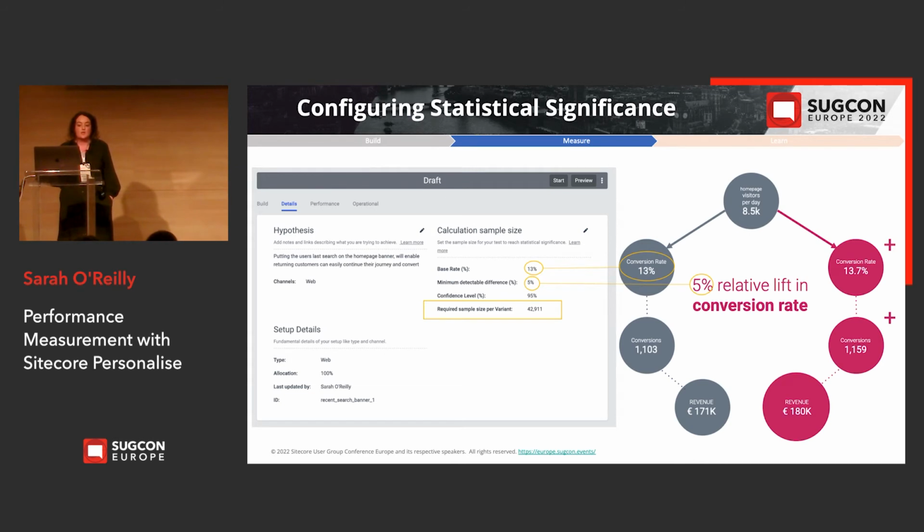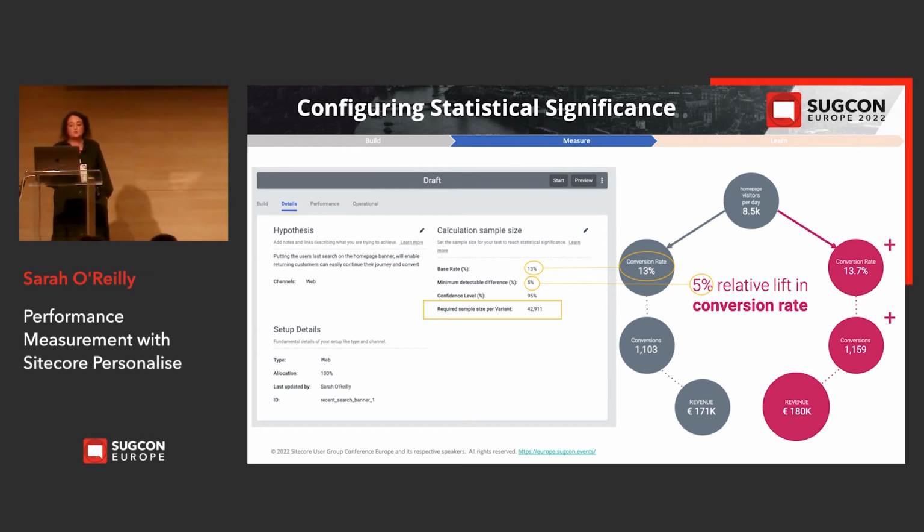So our values are based on that same exercise we did earlier of what success looks like. Working backwards from what kind of return on investment we want to get and what kind of costs we have, we can then plug in what the base rate should be and what the relative minimum detectable difference, or relative uplift, is that we're expecting. That then pops out with about 43,000 sessions per variant.